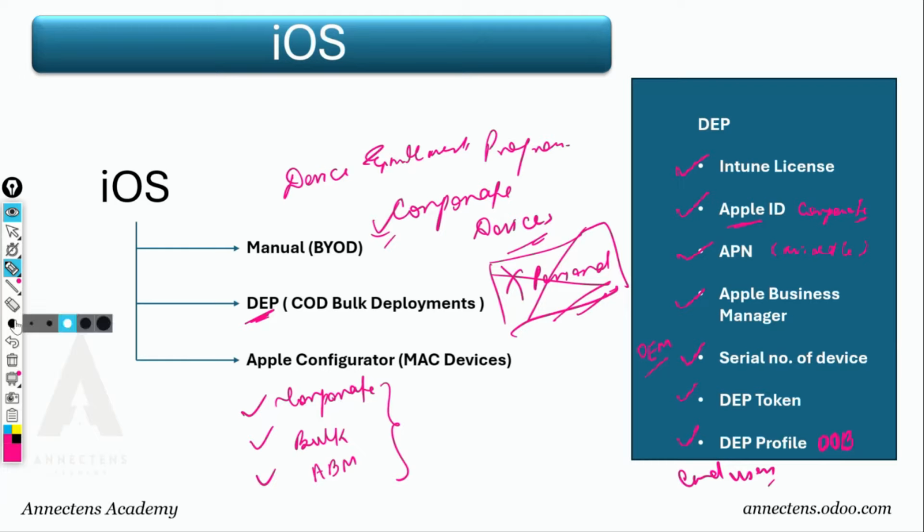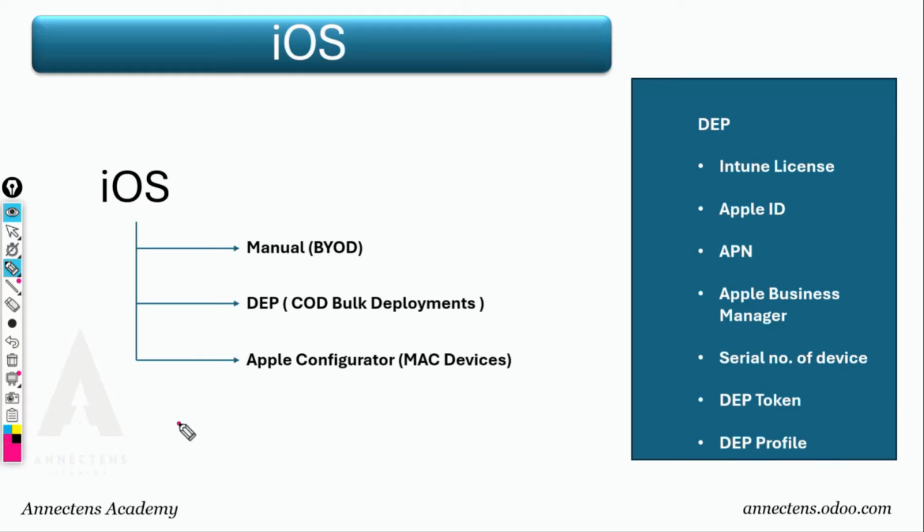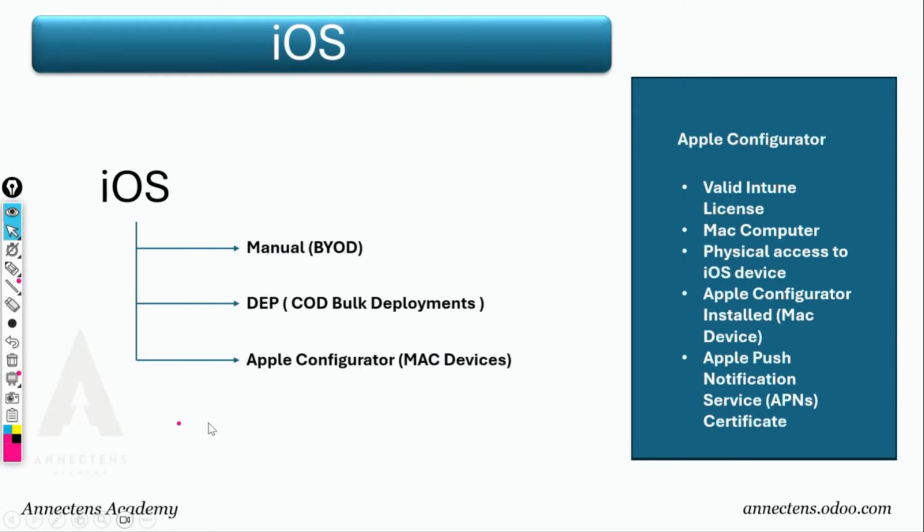Now we will talk about the Apple Configurator. As I said, it is mainly used when you are setting up iOS devices. In Apple Configurator, we require a Mac machine. First of all, we require a license. License is essential for every enrollment. It's not like without a license you can enroll anything.